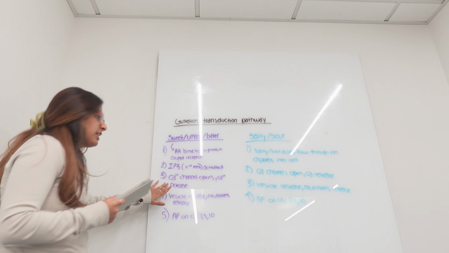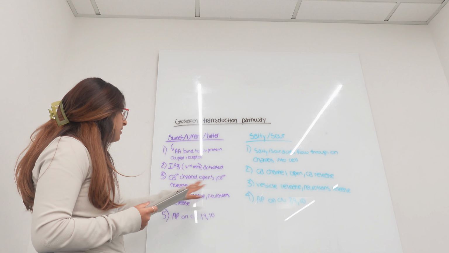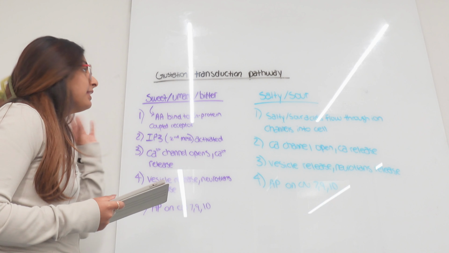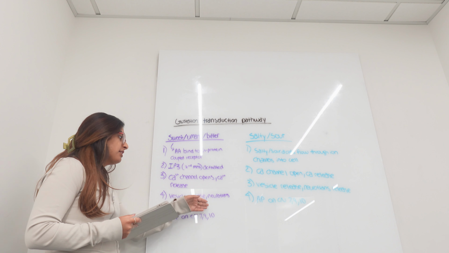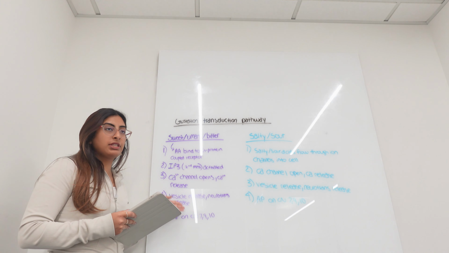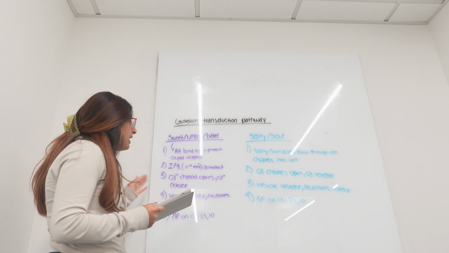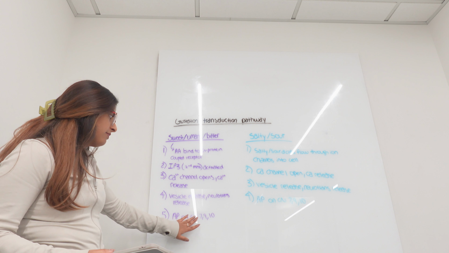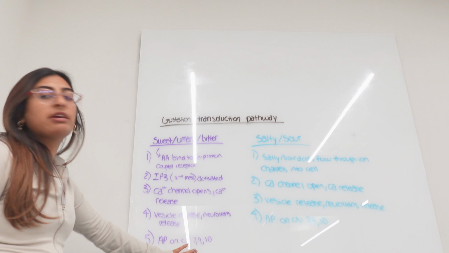Then that triggers the calcium channels to open, and the calcium is released. Then the vesicles are released, and naturally the neurotransmitters are released during the action potential. And then that allows for an action potential on the cranial nerves for gustation, which is 7, 9, and 10.